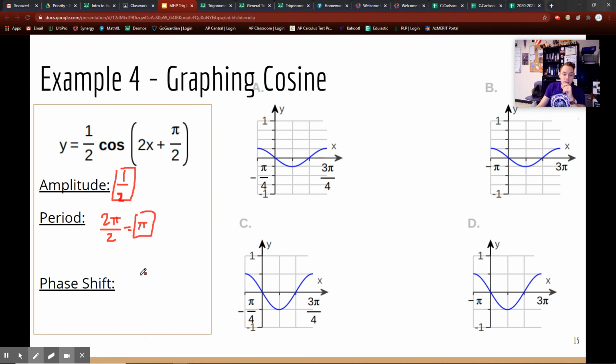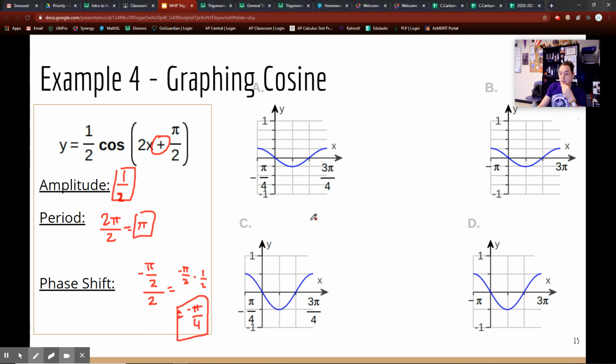My phase shift is going to be c all over b. Notice a built-in negative, so negative pi all over 2, which is b. Multiply that by the reciprocal, so that's going to be negative pi all over 2 times 1 all over 2, which equals negative pi all over 4, and that is my starting point. Okay, that's going to be my starting point.